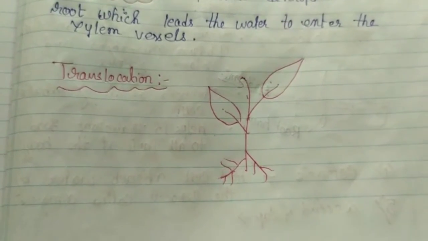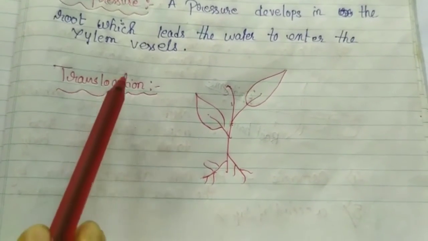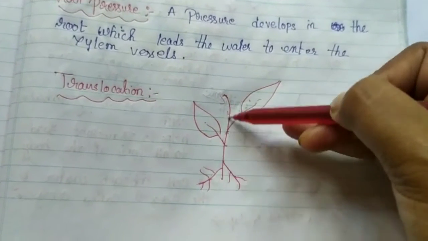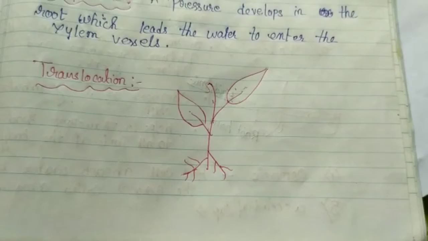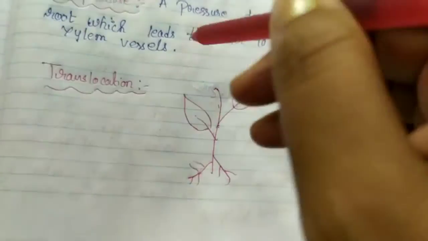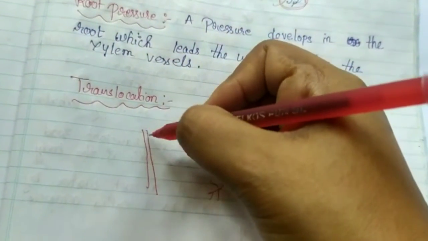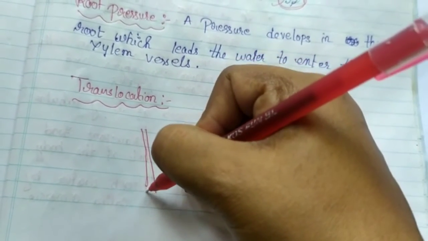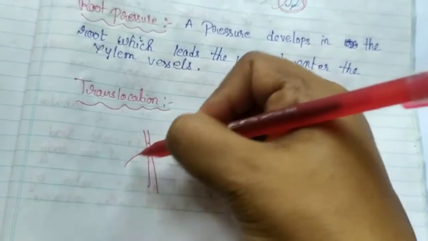Now, what is translocation? Translocation means the transportation of food from the leaves to the various parts of the body. It is called translocation. Translocation of food occurs mainly through the sieve tubes of the phloem. We have already learned about the sieve tube. The network of phloem cells forms a continuous passage from the root tips to the stem tips through which the dissolved food substances move freely.